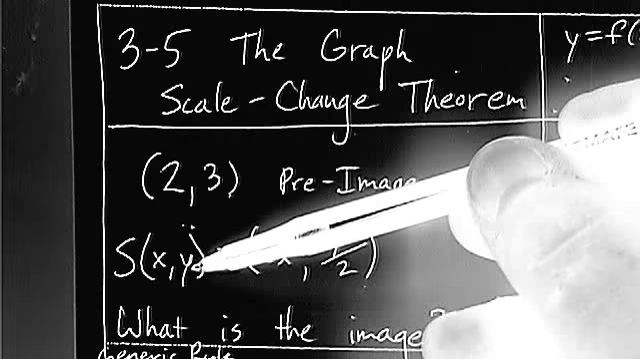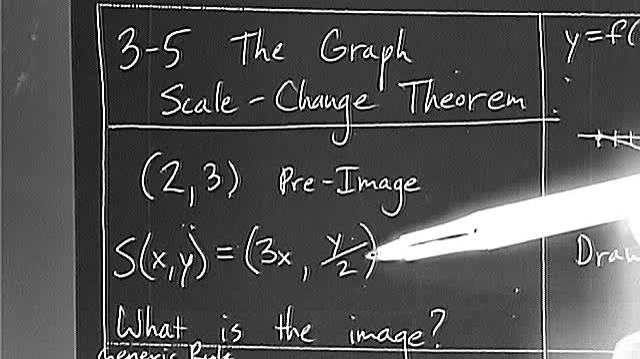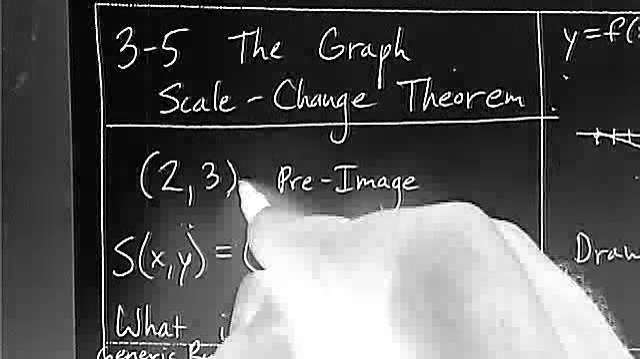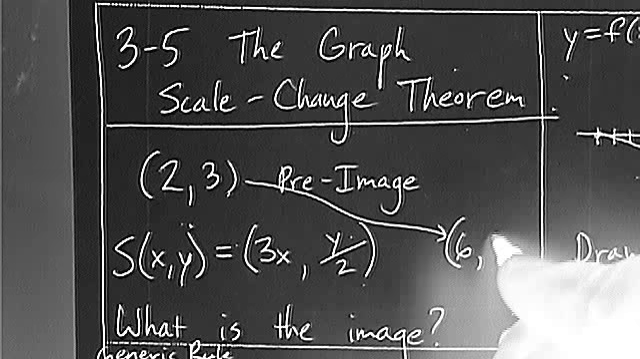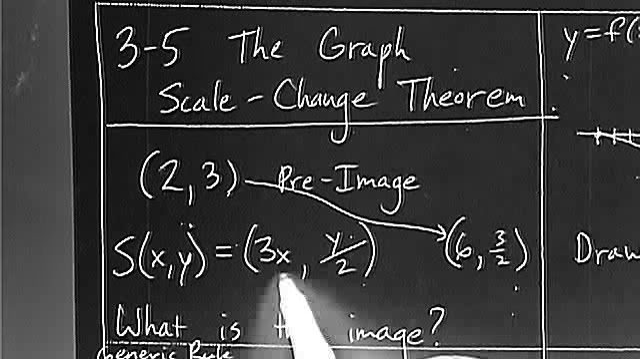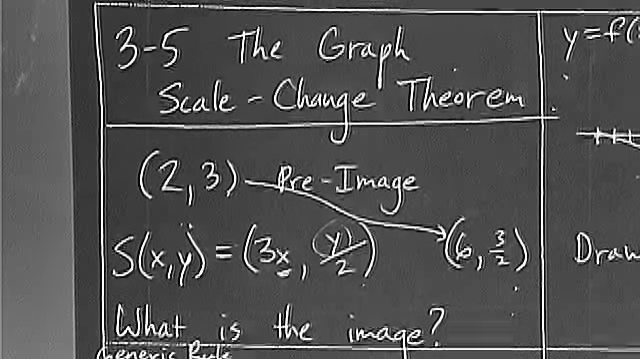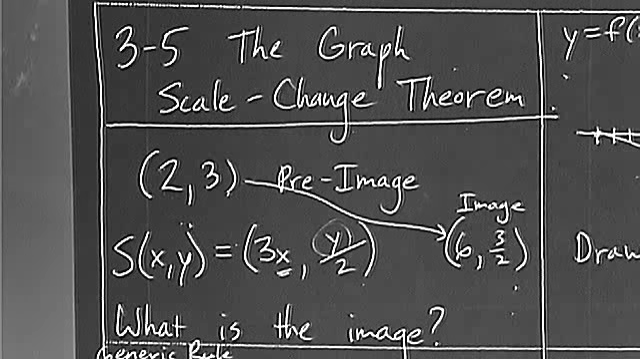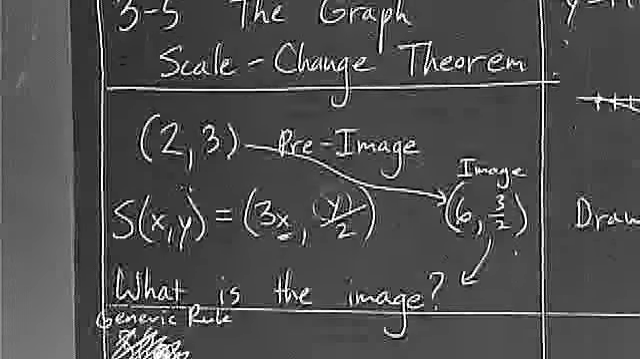But it's going to take any point x, y and it's going to do this to it. It's going to triple the x's and it's going to divide the y values by 2, or you can say multiply by a half. So in other words, this point right here turns into the point 6, 3 halves. Right? Tripled it. All we're doing is loading things in here for x and for y, and we can see what the point becomes. This would be considered the image of that pre-image using the rule. Okay? So what is the image? That question is asked, and it is the point 6, 3 halves.